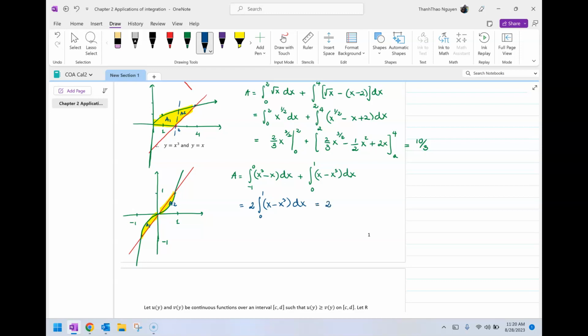Now this equals 2 times 1/2 x squared minus 1/4 x to the 4th, and we evaluate this from 0 to 1. So this is 2 times (1/2 minus 1/4), that is 2 times 1/4. So this area is 1/2 unit squared.